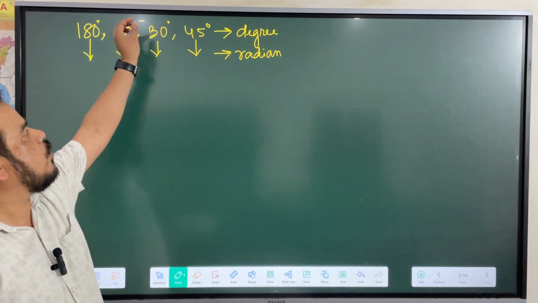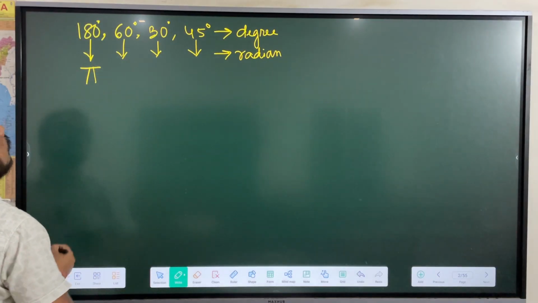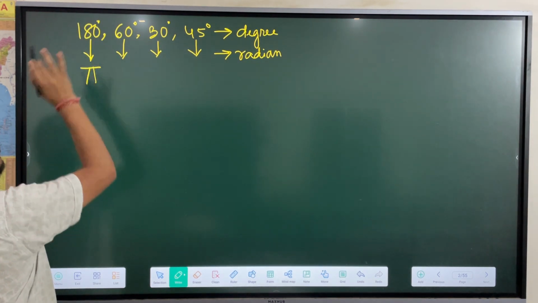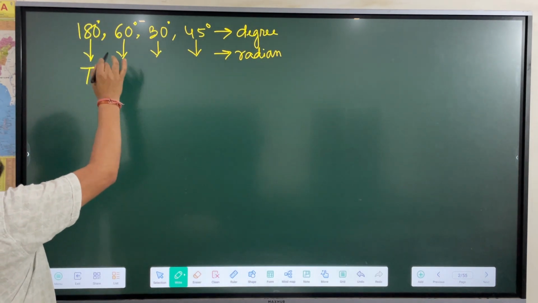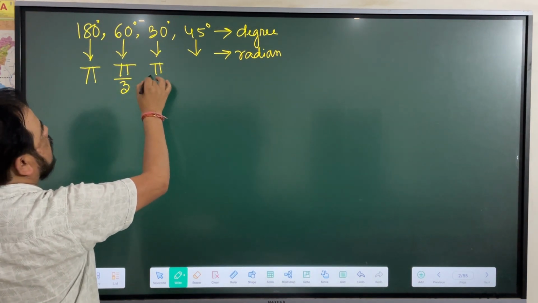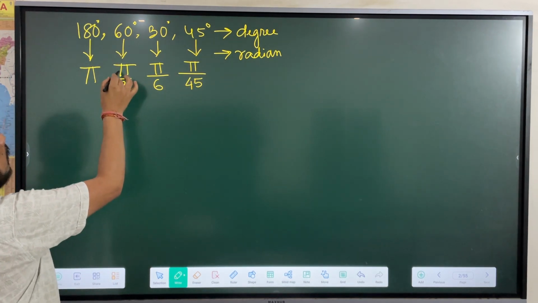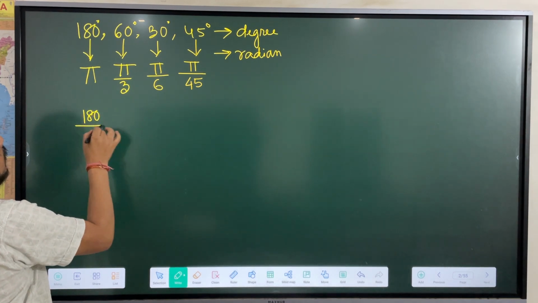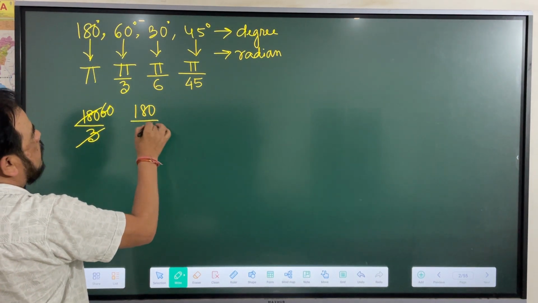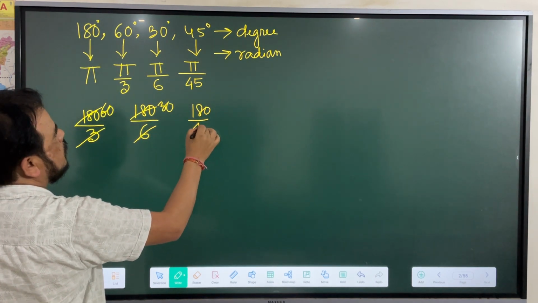One is degree form, that we are familiar with. The second one we are going to learn. So 180 we say pi. You have already seen this letter, pi. Pi means 180 degree. The value of pi is always 180 degree. This is radian form, this is degree form. 60 will be pi by 3, 30 will be pi by 6, and 45 degree will be pi by 4. How? Pi means 180 degree. If you divide 180 by 3, you will get 60. If you divide 180 by 6, you will get 30.